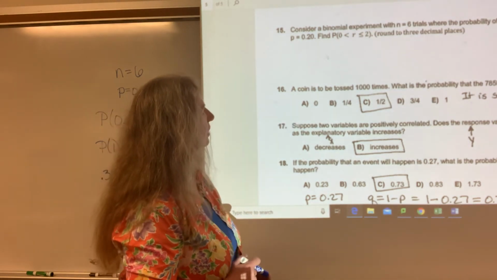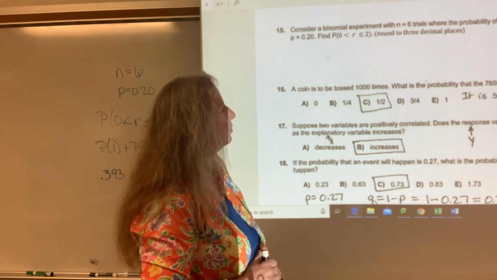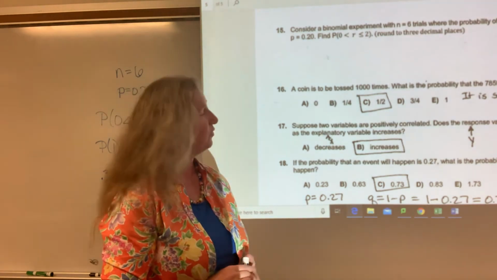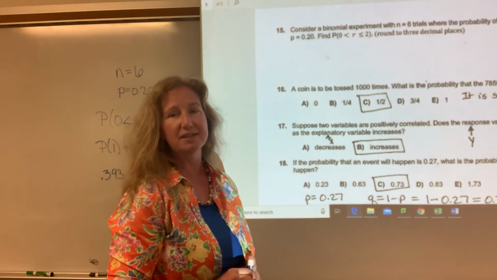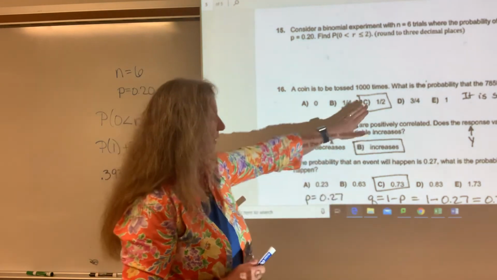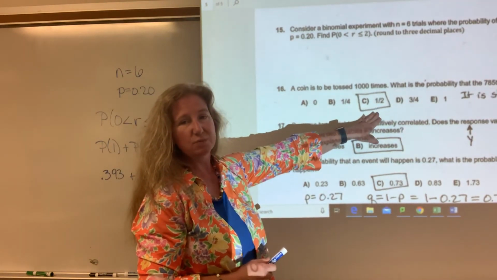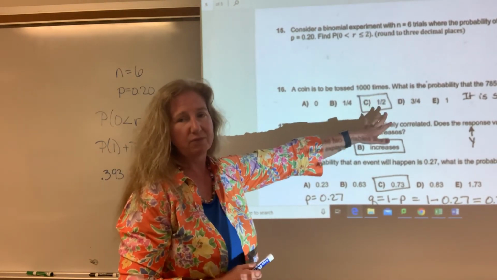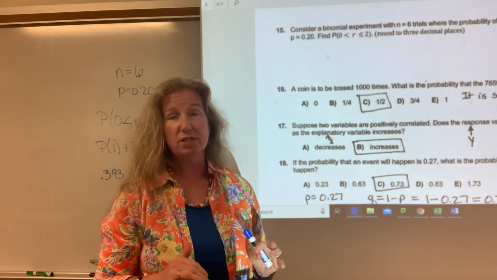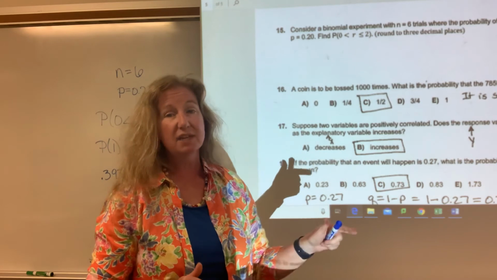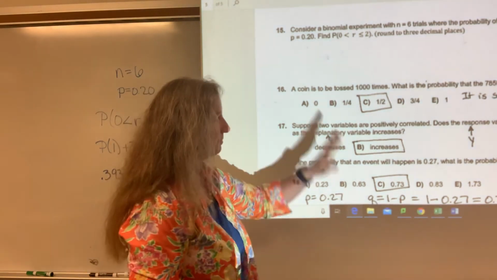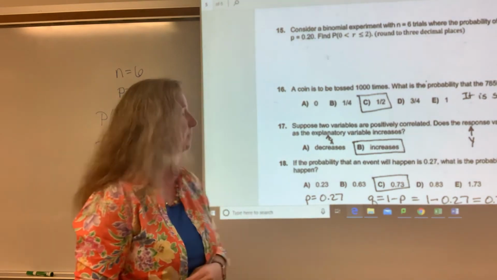All right, a coin is to be tossed 1,000 times. What is the probability that the 785th toss is heads? Well, guess what? Every time you toss a coin, the probability is 50-50, right? So it's 1/2 or 50% or 0.5, whatever. And we're assuming the coins didn't talk to each other. Nobody said, hey, I was tails last time, so you gotta be heads. No, these are independent tosses. Tossing a coin is assumed to be independent.